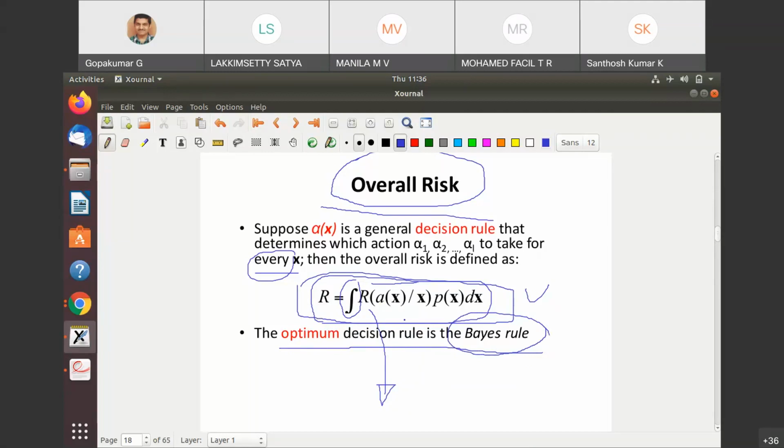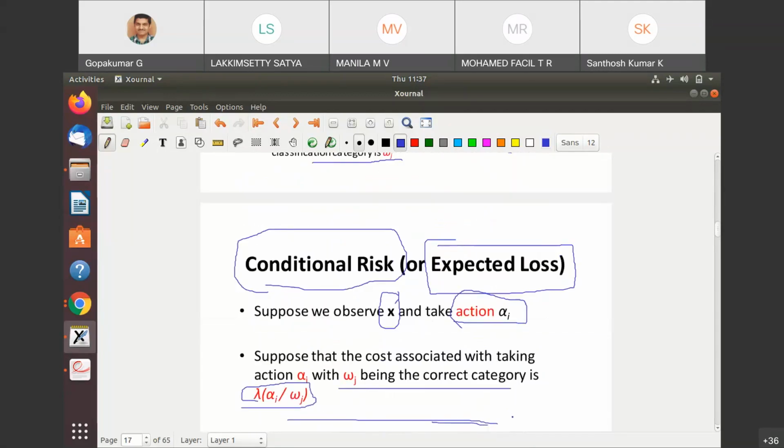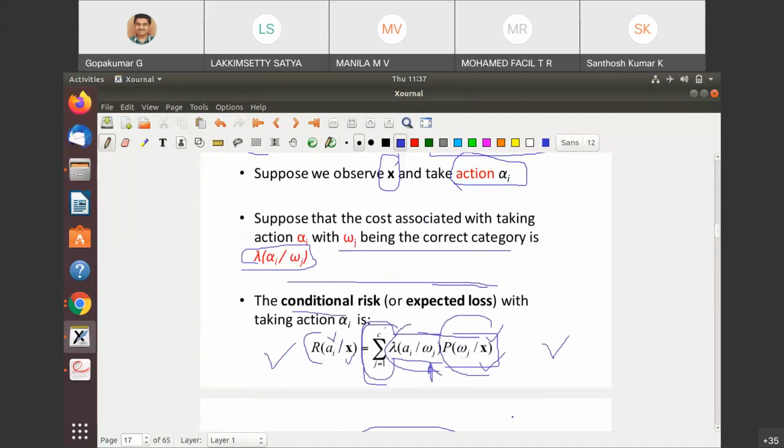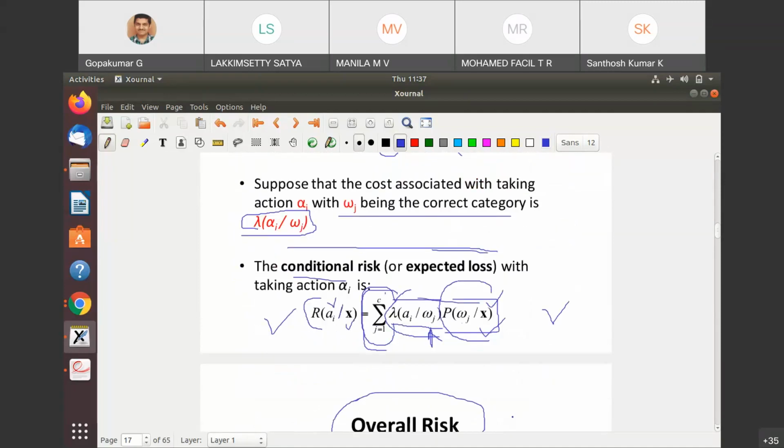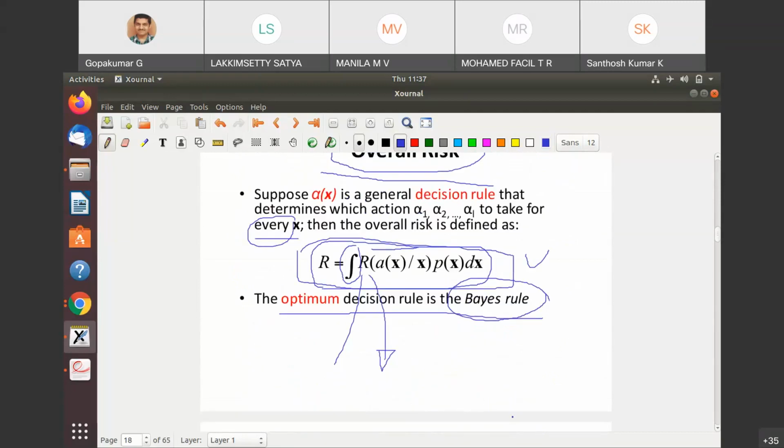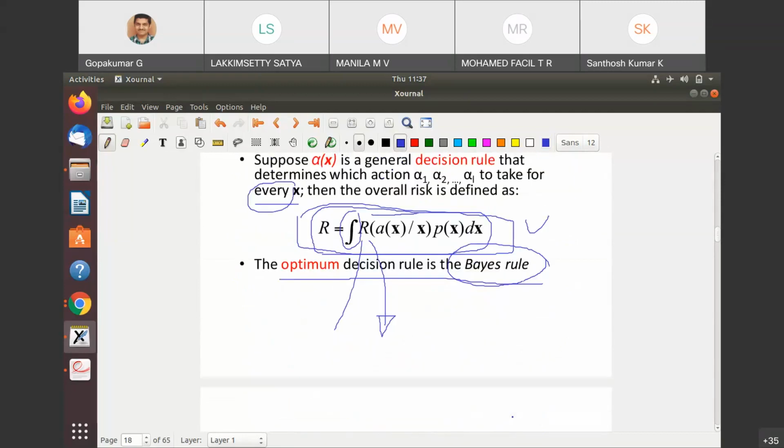The risk term is introduced here. That is the idea behind a loss function, and based on the loss function we define the risk. Then we calculate the overall risk and see which is the minimum. Here we also define the set of actions. That is the concept of overall risk.